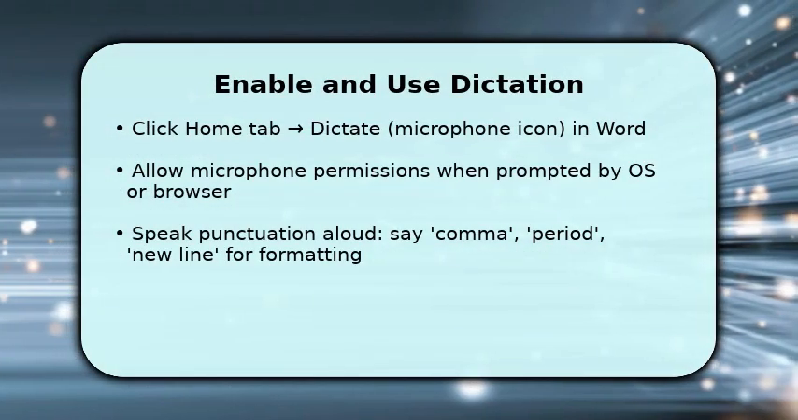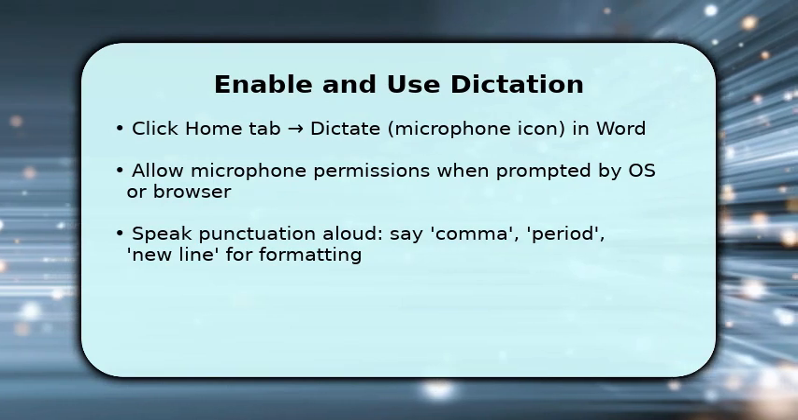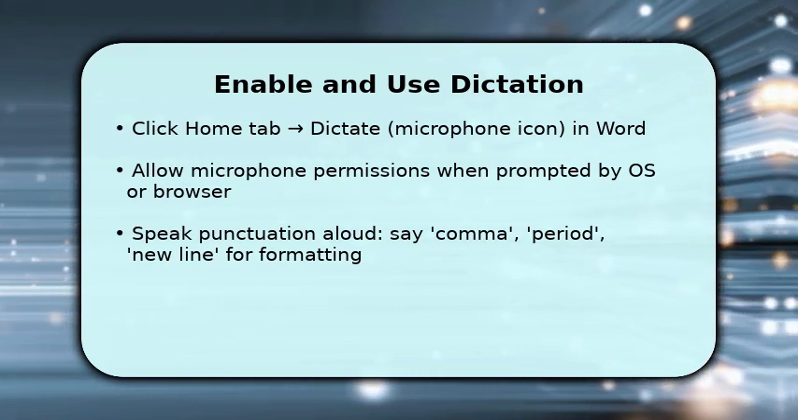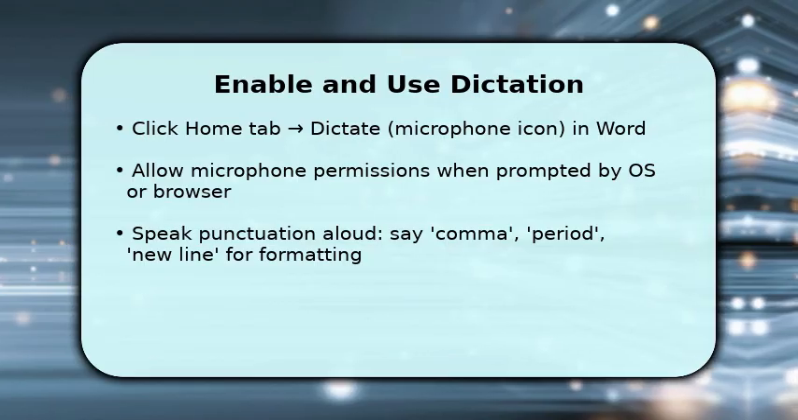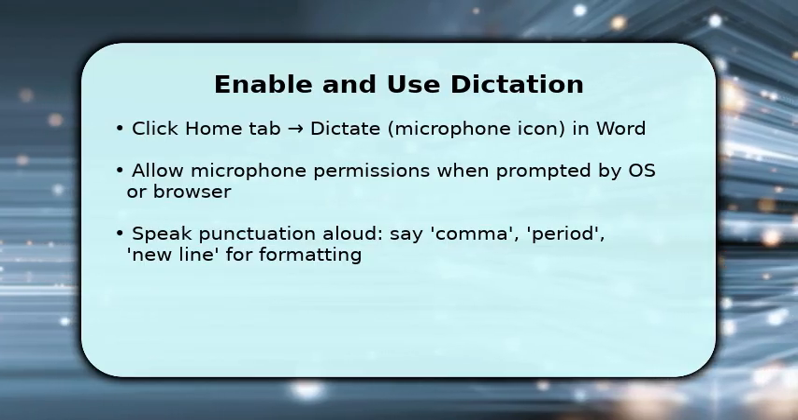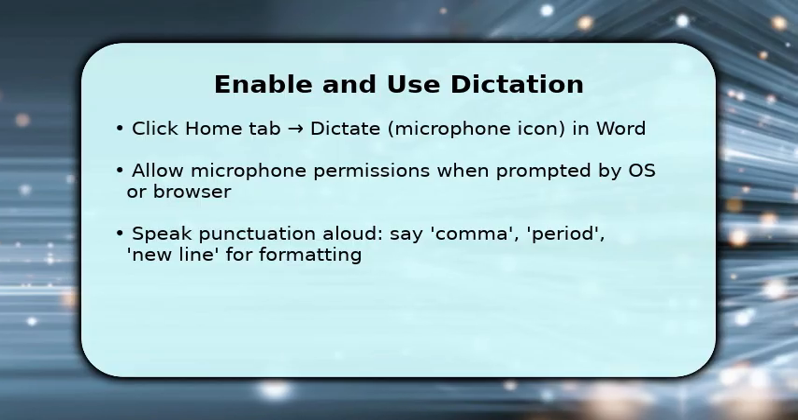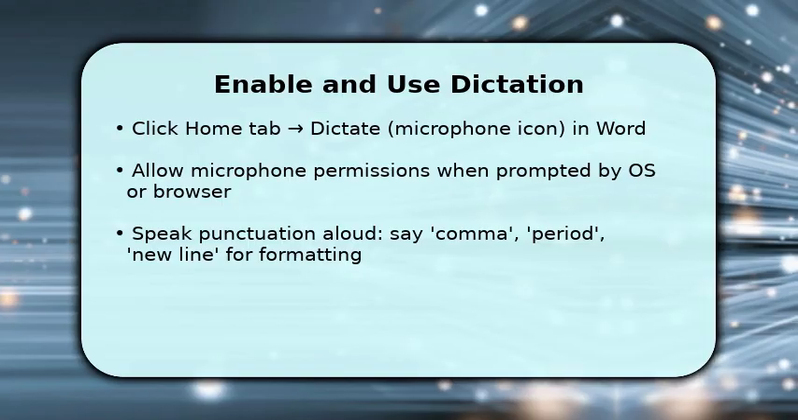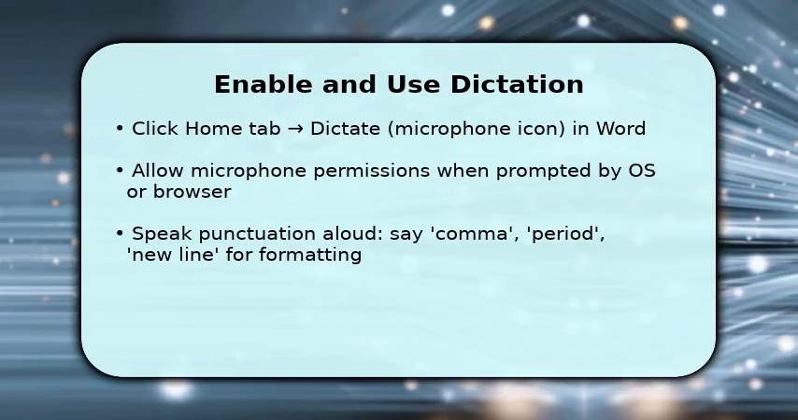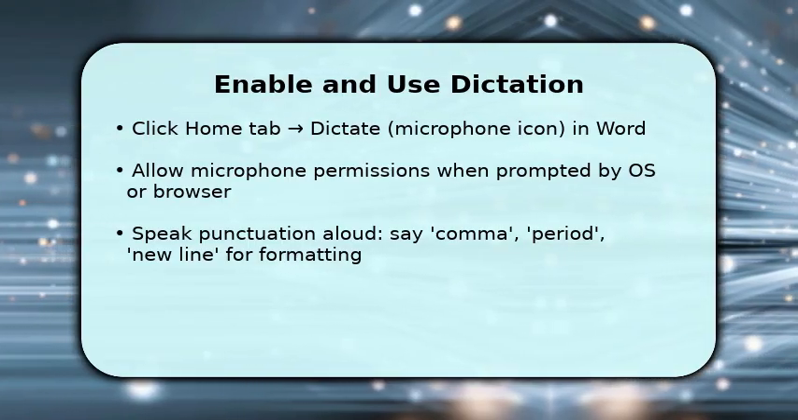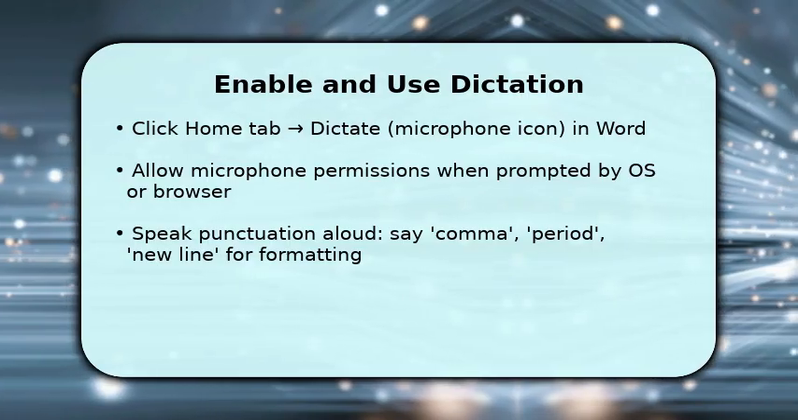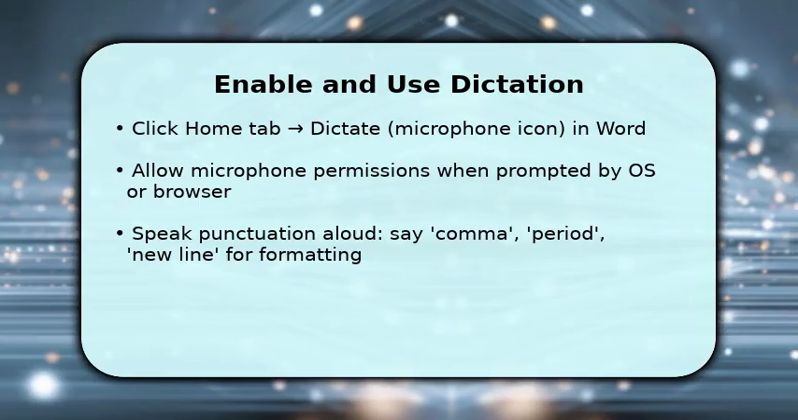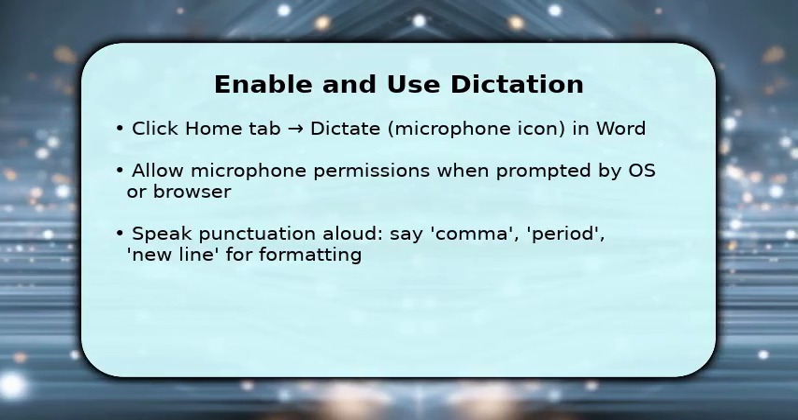You now enable Word's dictation feature. On the Home tab, click Dictate, the microphone icon. Grant any microphone permissions your operating system requests. Speak naturally and in short phrases, and remember to say punctuation like comma, period, or new line for structure. If you need capitalization, say cap for the next word or all caps for an acronym. Make sure background noise is low. That improves recognition accuracy. Pause briefly between sentences to let Word process what you've spoken.